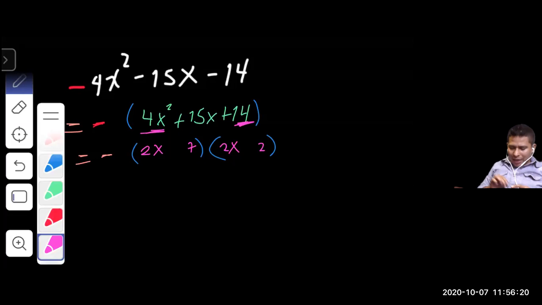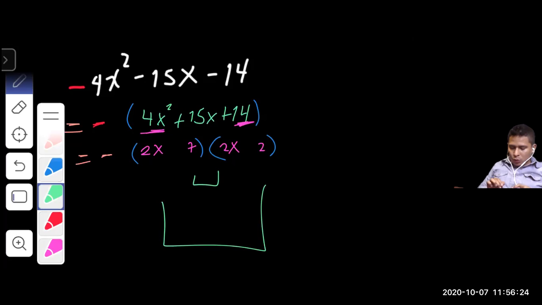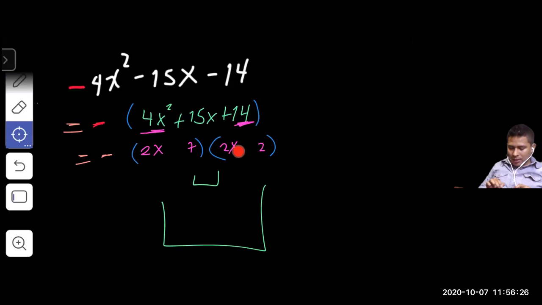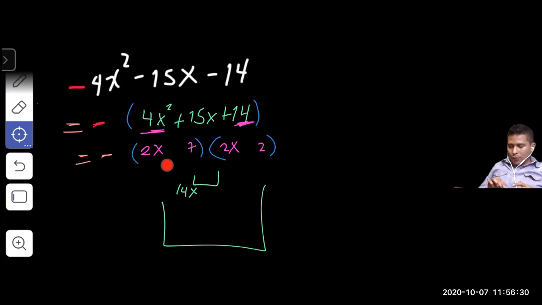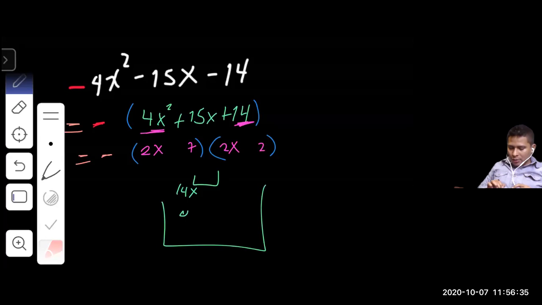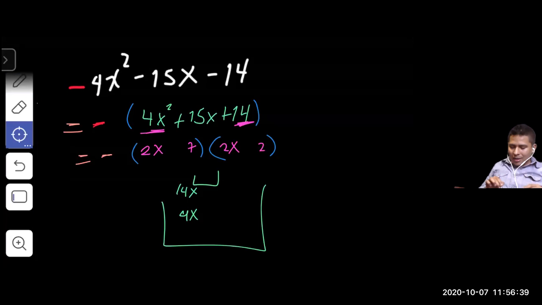Okay, guys, let's see if we can get a middle term. Okay, let's check it out. This times this and this times this. It's 2 times 7 here, 7 times 2, guys. 7 times 2 is 14x. The other one, 2 times 2, 4. Using these two numbers, guys, is it possible for me to get 15?